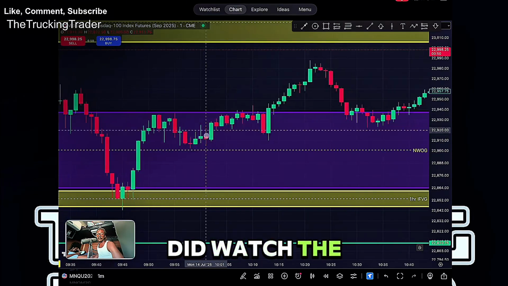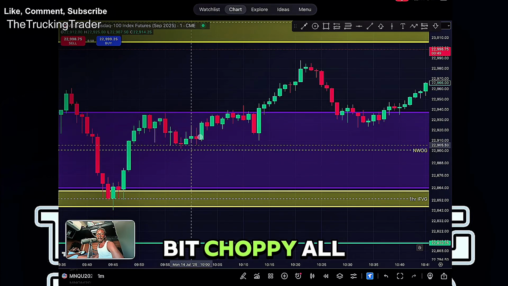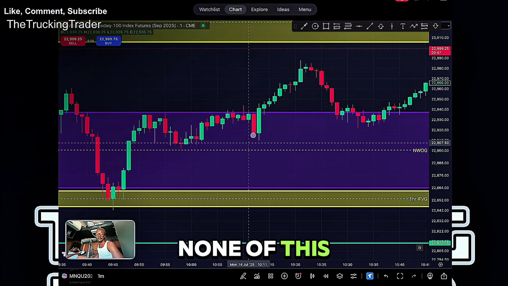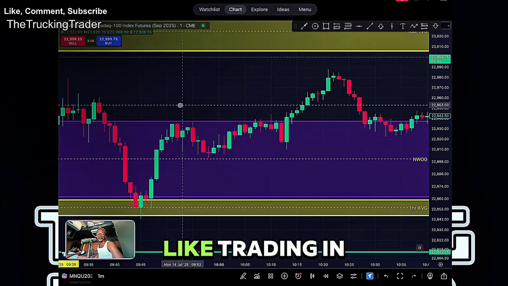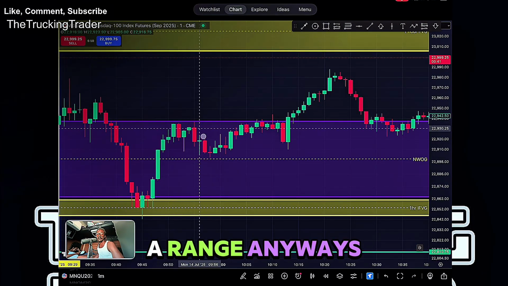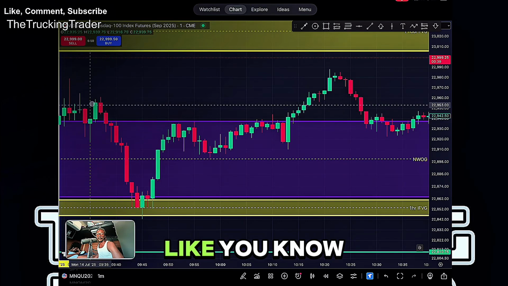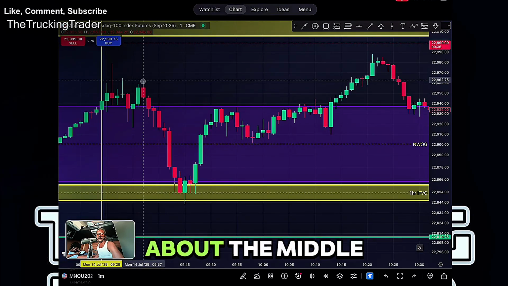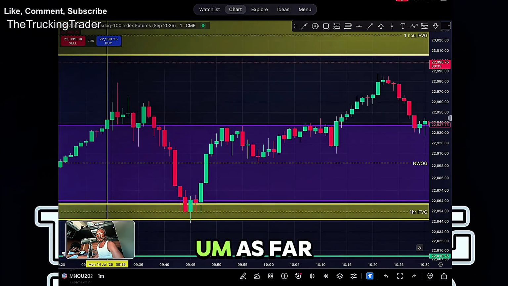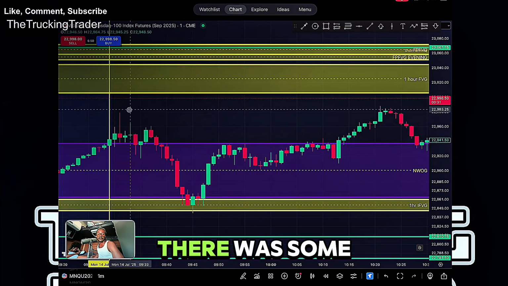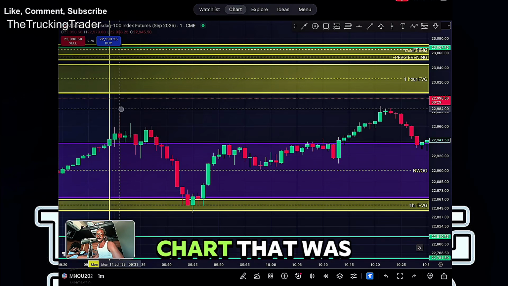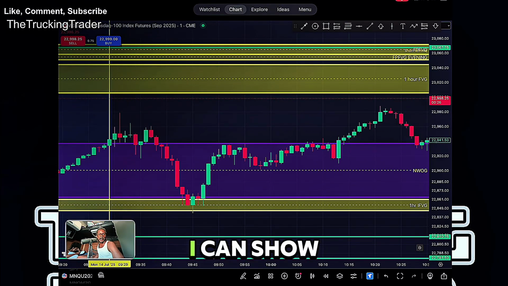I did watch the market. It started to get a little bit choppy all up in here. None of this was good for me. I don't like trading in the middle of a range, anyways. Like, this is just about the middle. As far as liquidity goes, there was some liquidity up here on the daily chart that was taken. I can show you guys that real fast as well.